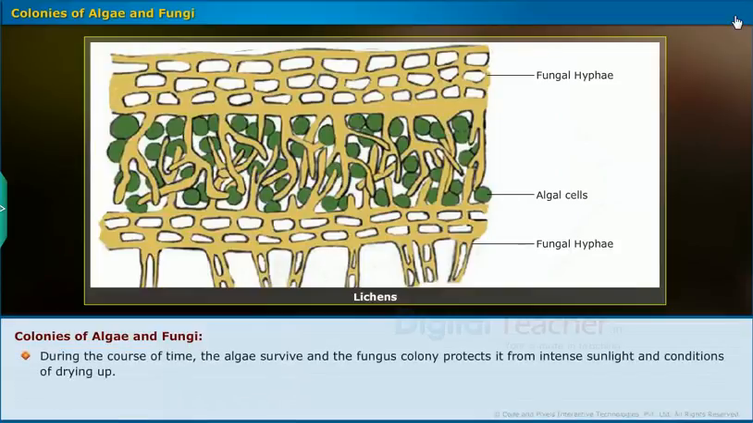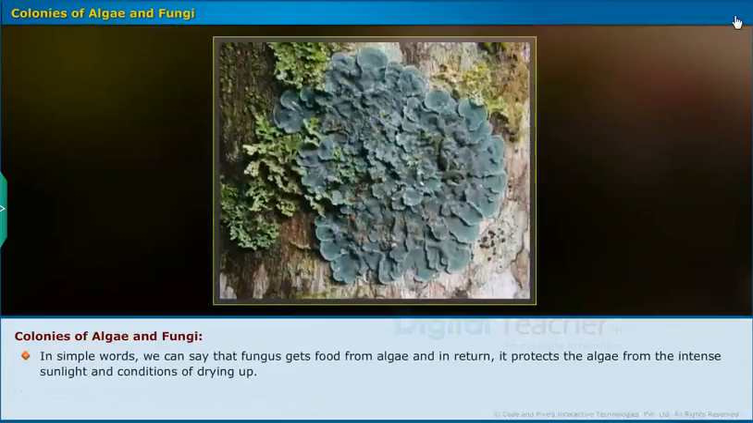During the course of time, the algae survive and the fungus colony protects it from intense sunlight and conditions of drying up. The algae serve as the food provider for the fungus. In simple words, we can say that fungus gets food from algae and in return, it protects the algae from the intense sunlight and conditions of drying up.